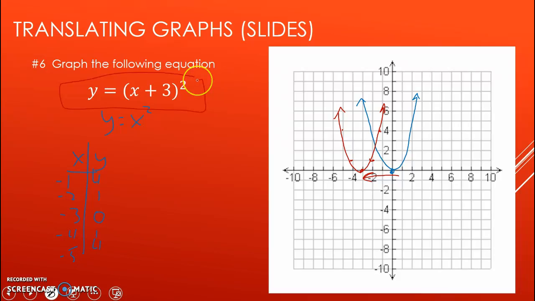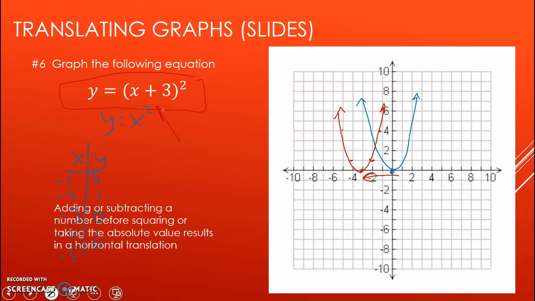So can we look at this function and realize that this is going to be shifted 3 units to the left? The big idea here is that when we add or subtract a number before squaring or before we take the absolute value, the result is a horizontal shift. A horizontal shift is simply a shift left or right, and it might be opposite of what you would think, because if it's +3, it's going to be shifted 3 units to the left.